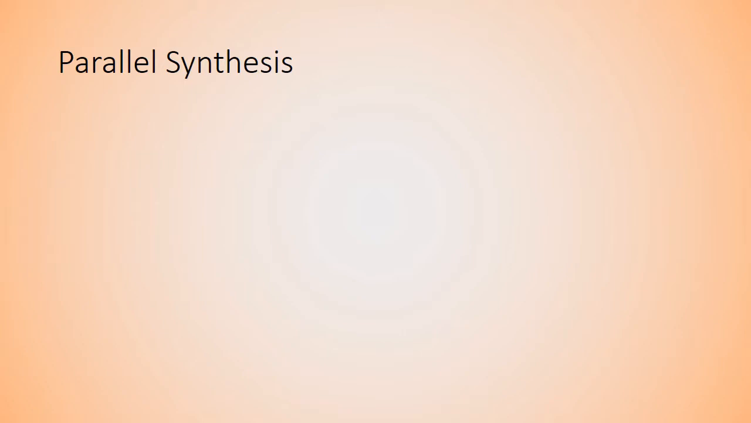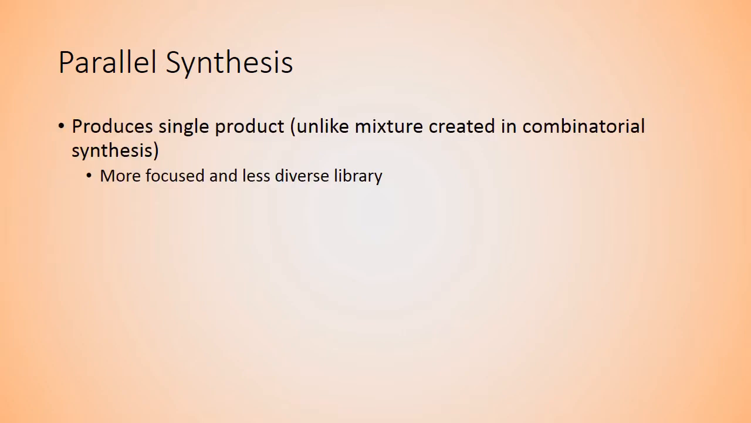The next series is parallel synthesis. Parallel synthesis is going to produce a single product, unlike the mixture created in combinatorial synthesis, where we're making anywhere from 10,000 to 5,000 different chemicals at one time. And then we have to go through and screen them, and it's more like a cocktail when you're using combinatorial synthesis. Parallel synthesis is making a single product at a time, so it's a lot better for targeting what we're specifically looking at. It is much more focused, but it is a much less diverse library, so we're not going to have a lot of information at one time.